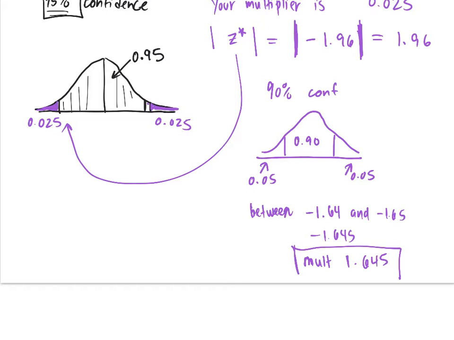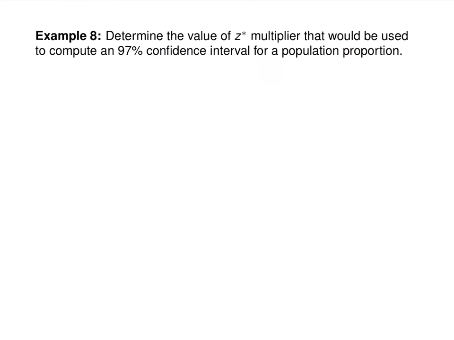So it's easier to look at the negative side of the table because you don't have to do any kind of complementing. So that's why. But then you just take the absolute value of what you get. So let's look at the next one. What if you wanted to find a 97% confidence interval? So the curve still has total area 1, right?